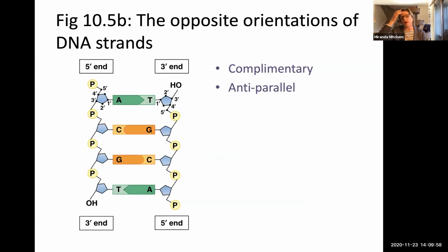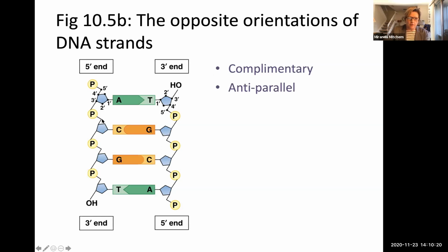Okay, so now let's talk about what this 5' and 3' polarity of DNA is. And we do need to understand what this means to really be able to picture and understand how DNA replication happens.